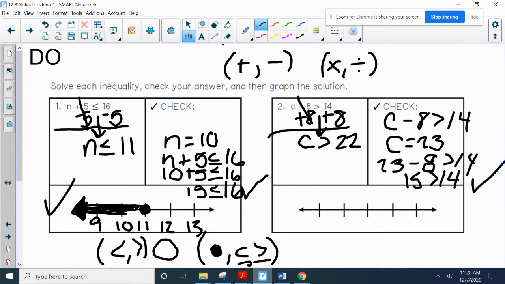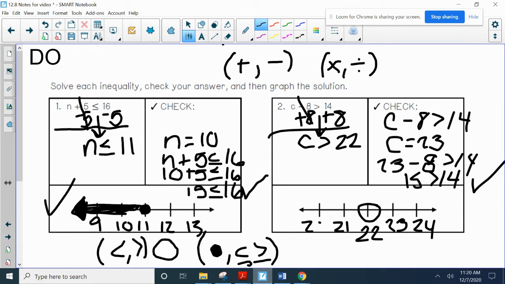All right, so we're going to go ahead and graph it again. This time we are not including the numbers. So does it need to be a closed circle or an open circle? That's right, an open circle. All right, so we're going to put our 22 right there in the middle. We're going to put some numbers bigger than it and some numbers smaller than it.